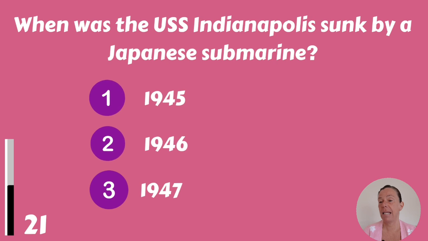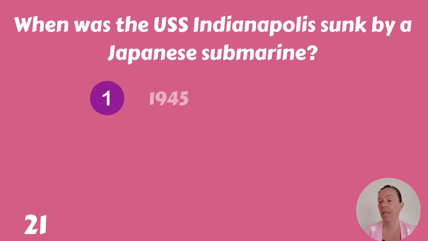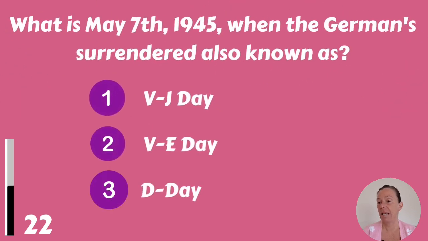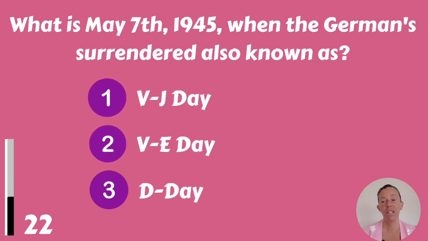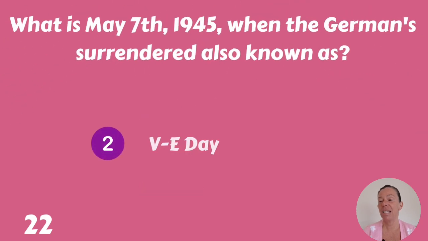When was the USS Indianapolis sunk by a Japanese submarine? 1945, 1946 or 1947? It was 1945. What is May the 7th, 1945, when the German surrender, known as? VJ Day, VE Day or D-Day? That's VE Day, it's Victory in Europe Day.